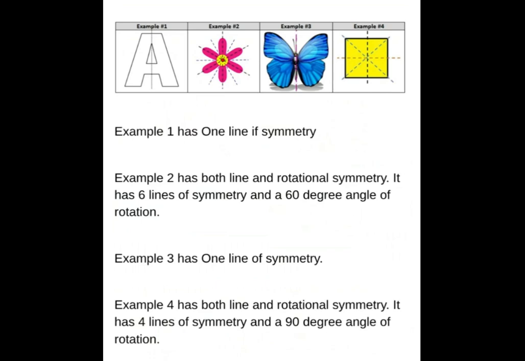And then finally, number 4, we're looking at a square. I have 4 lines of symmetry that you can see here on the screen. Each of these are horizontal, vertical, and then we also have diagonal as well. And this also has rotational symmetry. I can take any one of these vertices or corners of the square, rotate it to the other corner, and it would look exactly the same. I can rotate it 4 times around until I get back to the original position. So 360 divided by 4 is a 90-degree angle of rotation.